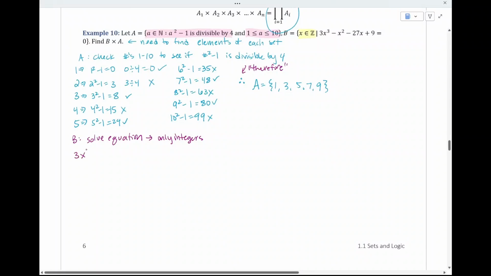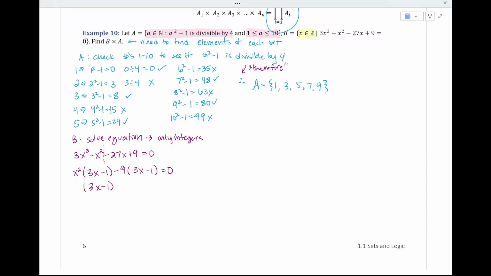So here we go. 3x cubed minus x squared minus 27x plus 9 equals 0. This one I think I can factor by grouping. I factor out an x squared, and I get 3x minus 1. On this side, I'm going to factor out a minus 9, and I'll get 3x minus 1. So my factors are 3x minus 1 and x squared minus 9. I'll do one more step here. x squared minus 9 is a difference of squares. So 3x minus 1, x minus 3, x plus 3 equals 0. That means x is 1/3, 3, or negative 3.